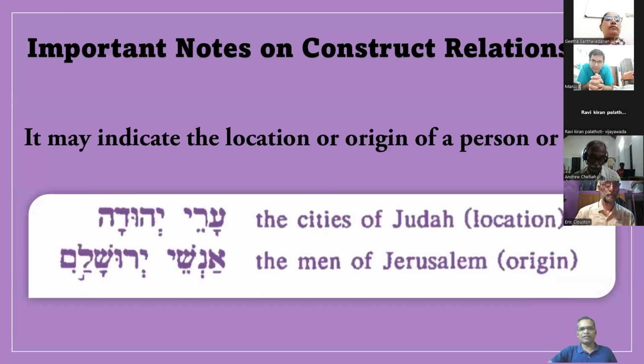All right. So three things. One is construct absolute relationship nouns may indicate the location or origin of a person or thing. Are Yehuda, the cities of Judah, referring to a location. Anshe Yerushalayim, the men of Jerusalem. The men from Jerusalem. Okay, that is the inner meaning.